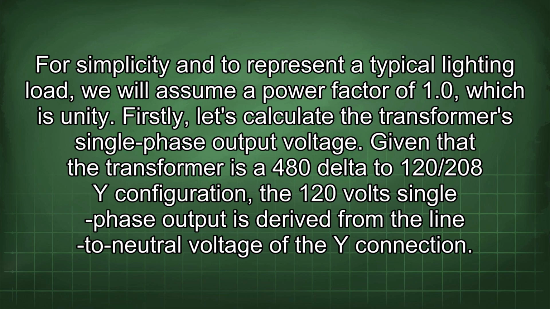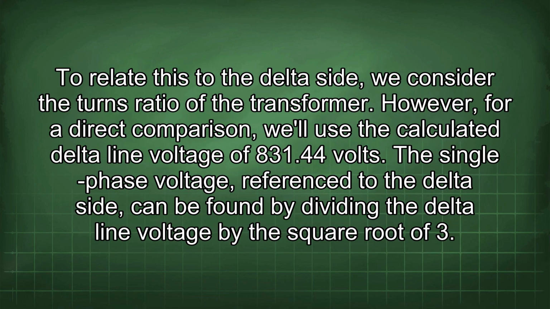Firstly, let's calculate the transformer's single-phase output voltage. Given that the transformer is a 480 delta to 120/208Y configuration, the 120-volt single-phase output is derived from the line-to-neutral voltage of the Y connection. To relate this to the delta side, we consider the turns ratio of the transformer. However, for direct comparison, we'll use the calculated delta line voltage of 831.44 volts. The single-phase voltage, referenced to the delta side, can be found by dividing the delta line voltage by the square root of 3.